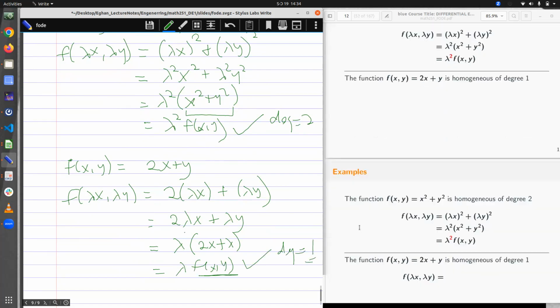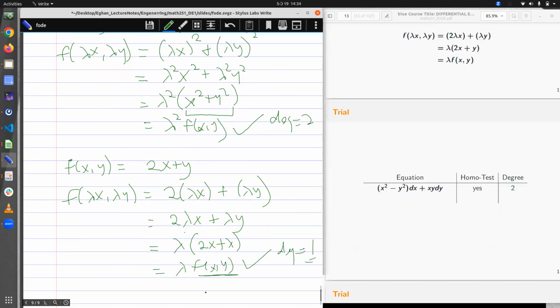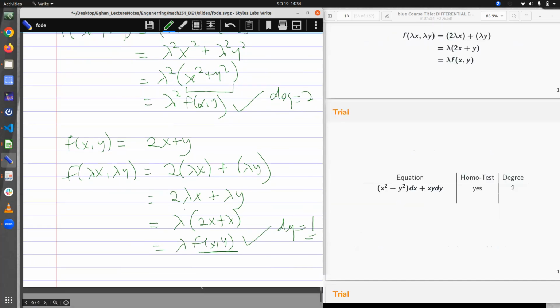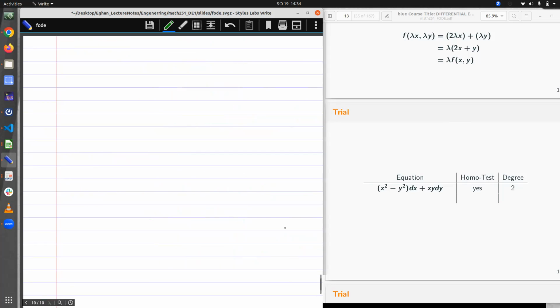These are simple functions. But in the case where a differential equation is actually given, so let me take a clean sheet. Look at the trial question here on the table. This is a first order differential equation given in the differential form. We want to test whether it is homogeneous or not. So this first coefficient here represents my M of xy. This coefficient represents my N of xy.